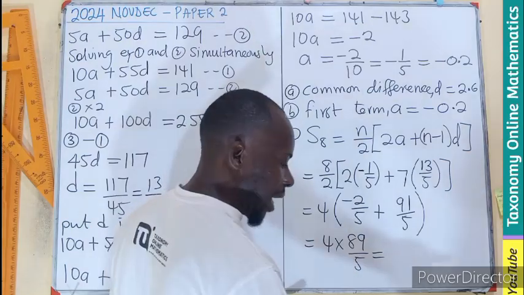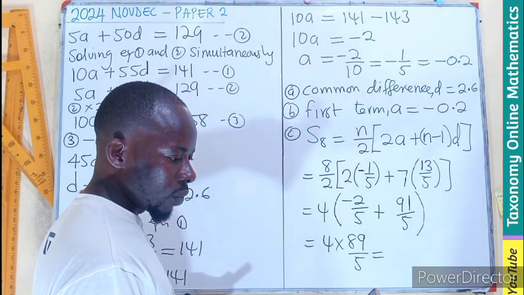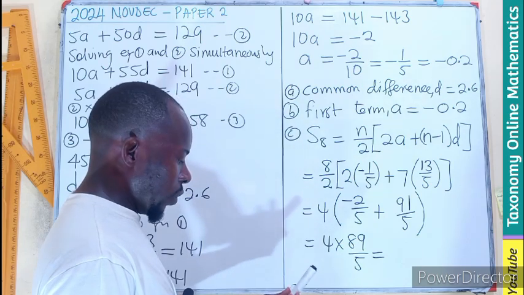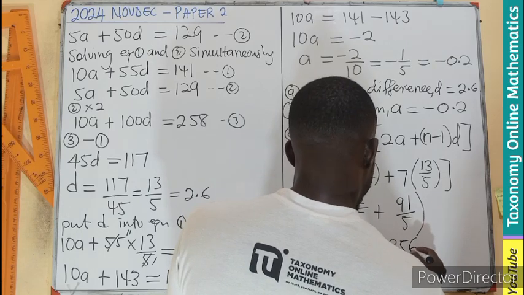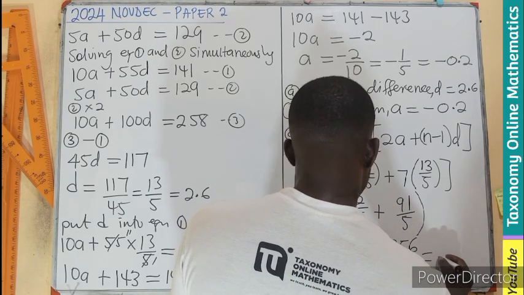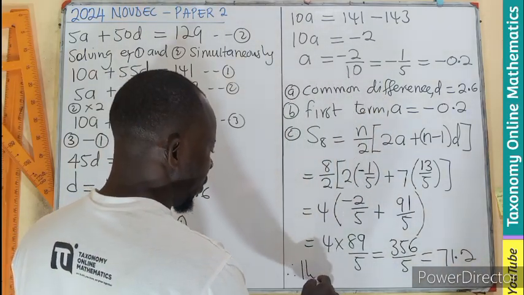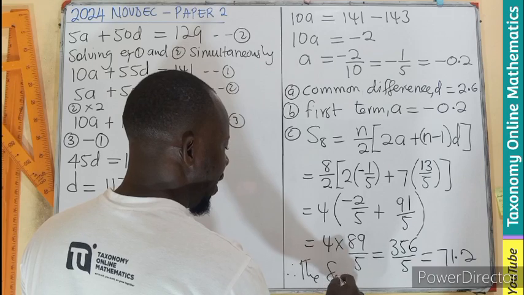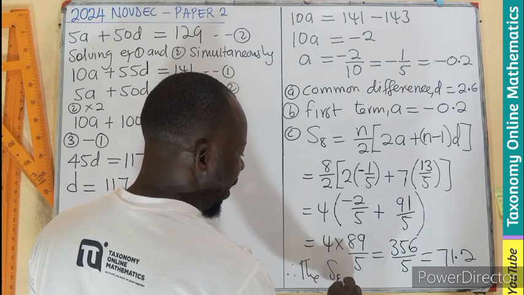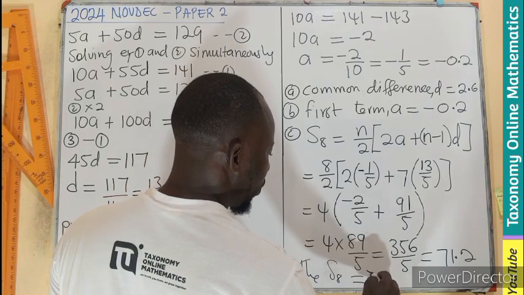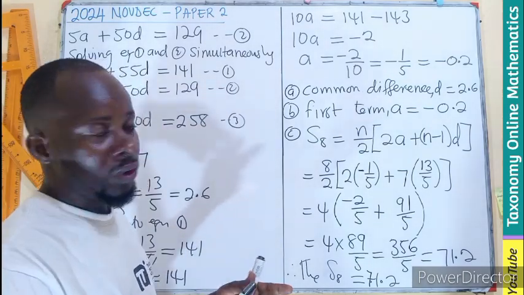If we do that on your calculator, we should be having 356 divided by 5, which will give you 71.2. So therefore, the 8th term, I think I have to shorten it. The sum of the 8 terms is going to be equals to 71.2. We don't have space to write a full sentence.